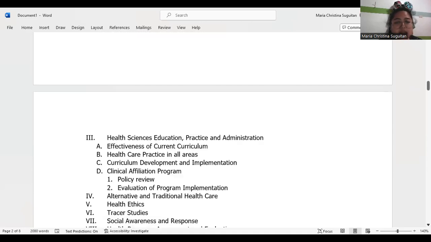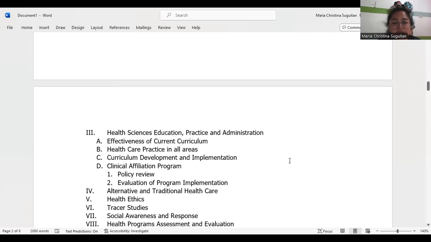And then next, we have the health sciences education, practice, and administration. Okay, so we have effectiveness of current curriculum, like itong ginagawa natin, bakit effective pa rin ba online and face-to-face? And then healthcare practice in all areas. Kahit saan man tayo mapunta, we have to preserve that healthcare practices and curriculum development and implementation. We have clinical affiliation program like policy review, evaluation of program implementation. Kaya nga, di ba, at the end of the semester, may nagpapa-eval sa inyo na video or online, di ba? Eh, tinatamad ko, i-yes ko na lahat.